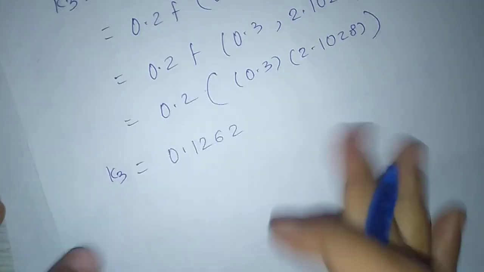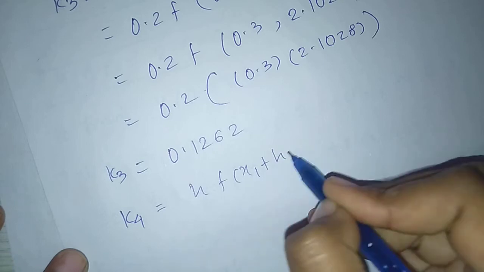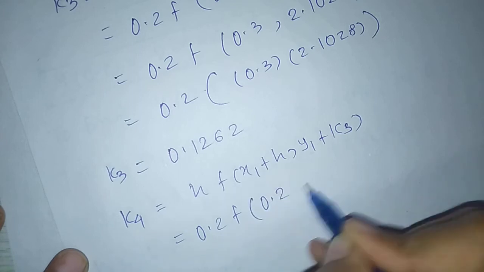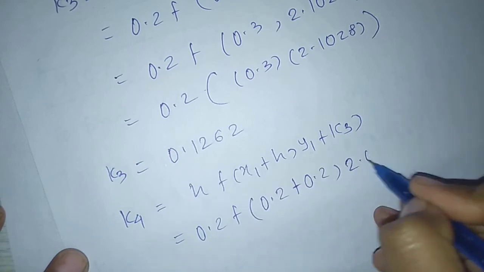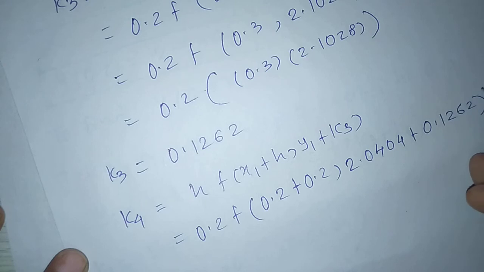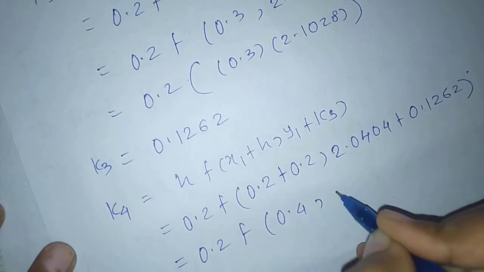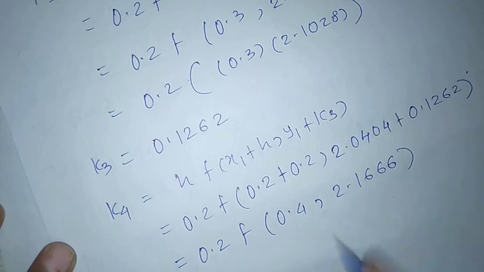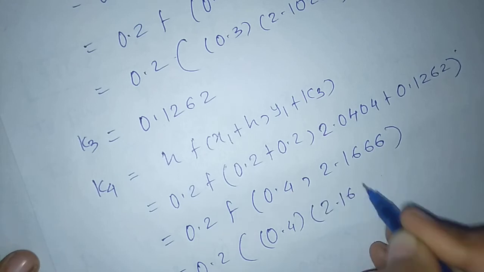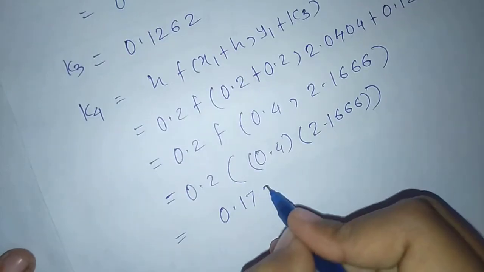After simplifying this, we get k3 equal to 0.1262. Now to find k4, we have k4 equal to h into f of x1 plus h, y1 plus k3, equal to h is 0.2, f of x1 is 0.2 plus 0.2, y1 is 2.0404 plus k3 is 0.1262, equal to 0.2 f of 0.4, 2.1666, equal to 0.2 into 0.4 into 2.1666. We get k4 equal to 0.1733.